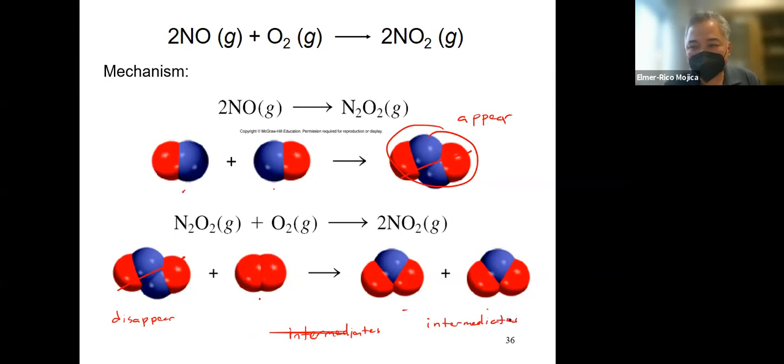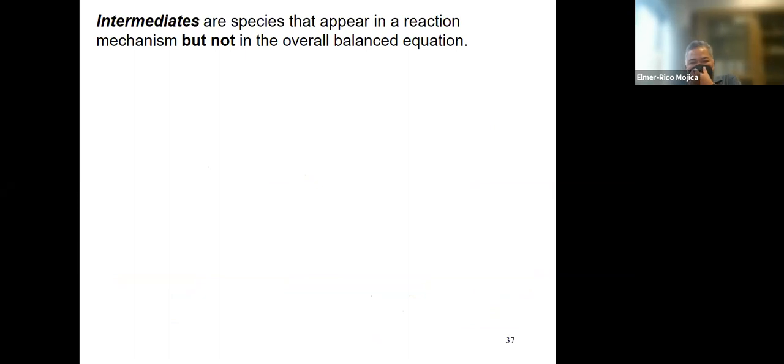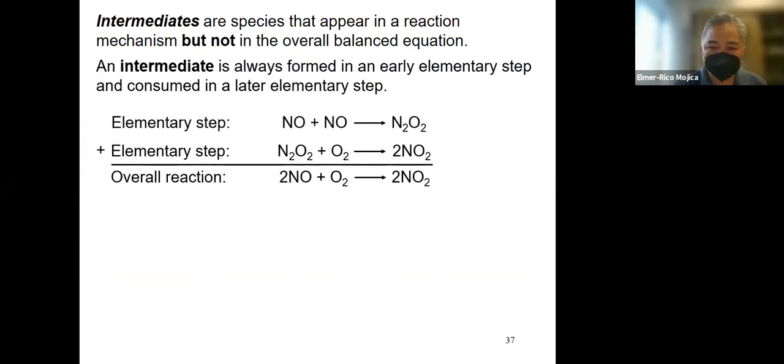So intermediates are compounds that appear in the initial reaction as a product and then disappear as it acts as a reactant in the succeeding reaction. So intermediates are species that appear in a reaction mechanism but not in the overall balanced equation. So if we look at the example that I gave you, if you are asked what is the intermediate in this reaction, it's N2O2. An intermediate is always formed in an early elementary step and then consumed in a later elementary step. Okay?